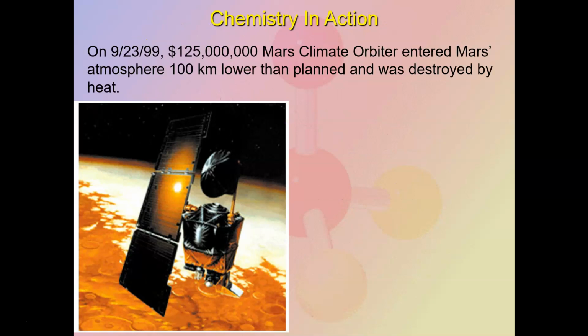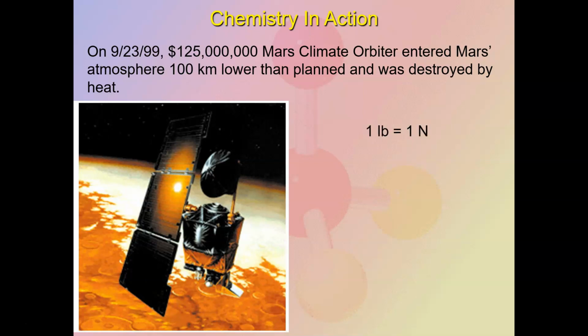So a little chemistry in action story for you. On September 23rd, 1999, we had the Mars Climate Orbiter. It cost $125 million, and it was supposed to go to Mars and orbit, collect all sorts of wonderful pictures and information for us. However, it entered Mars' atmosphere about 100 kilometers lower than it was planned. This meant that it got destroyed by the heat, which basically means we burned $125 million.